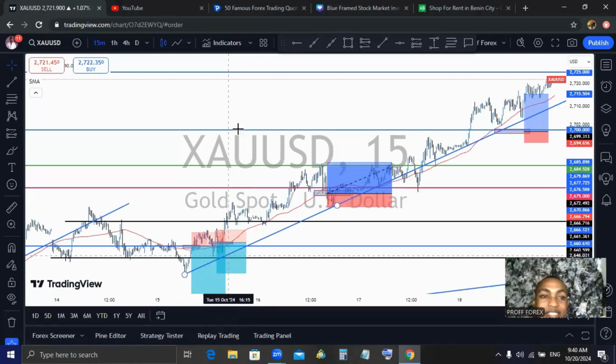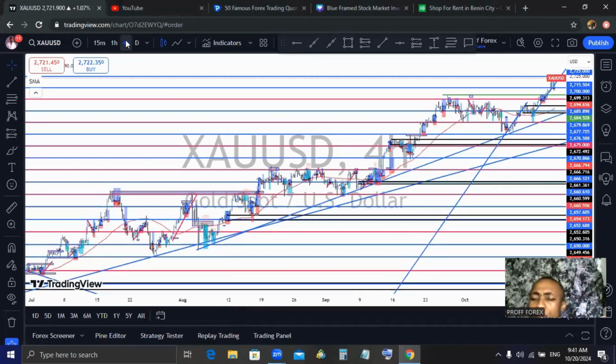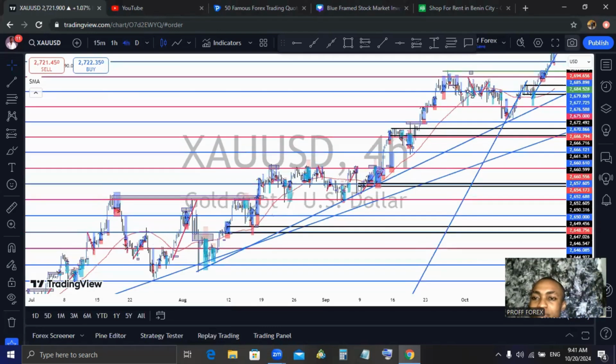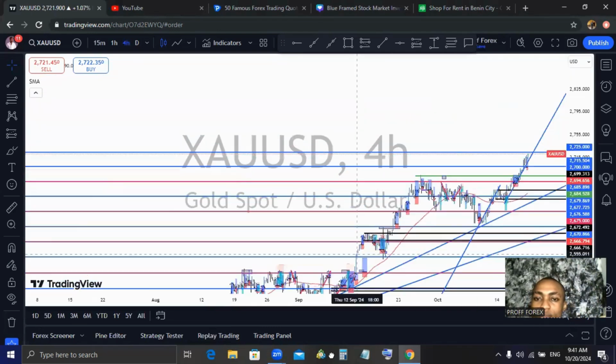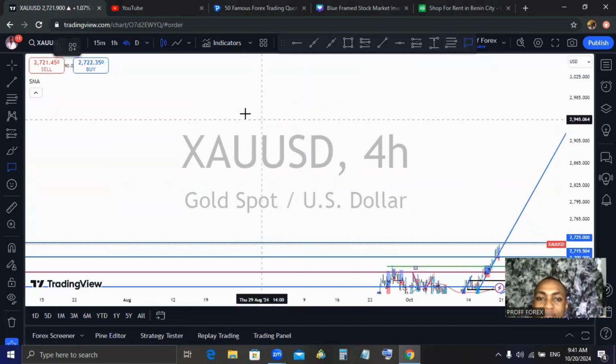We all know that first thing every Monday we go to our 4 hour time frame. What do we go to this 4 hour time frame to do? Number one, to determine the overall trend.